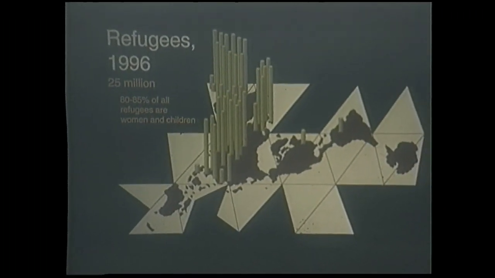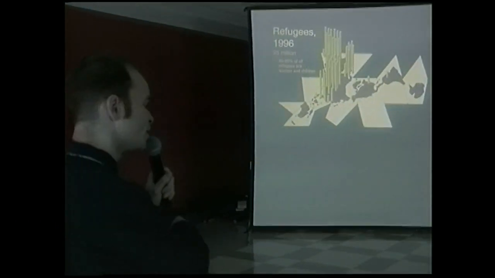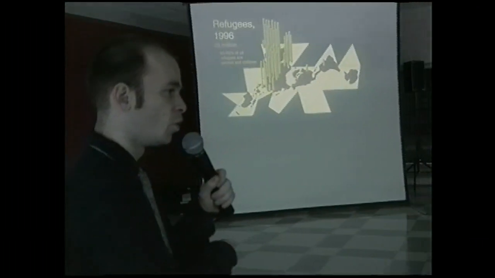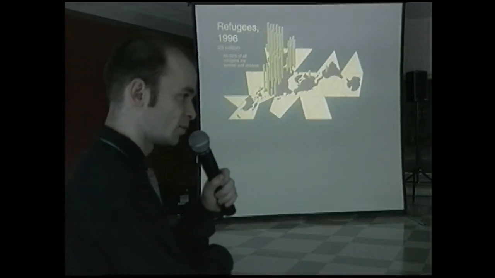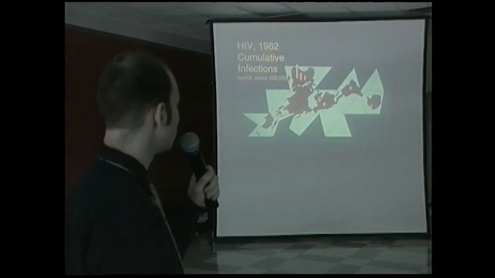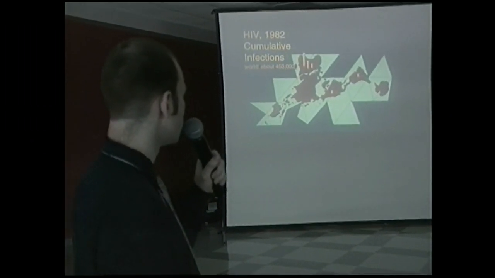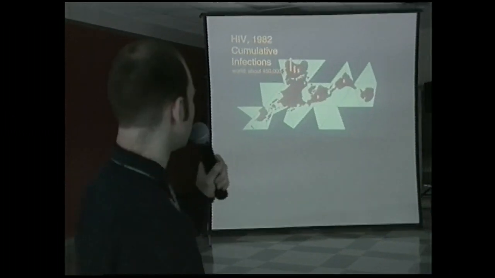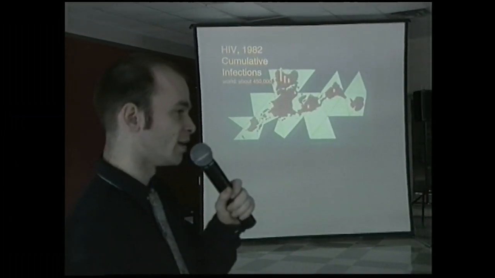Keep in mind that this refugee figure is only for people who are external, that is, who fled to another country. There are additional millions of people who are refugees within their own countries, forced to flee their homes, usually because of war. In 1982, HIV infections in the world, there were approximately 450,000. You can see they were primarily concentrated in Africa.